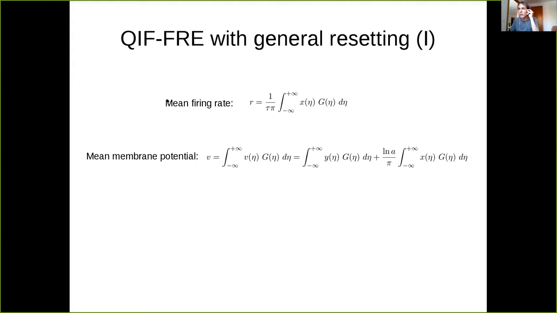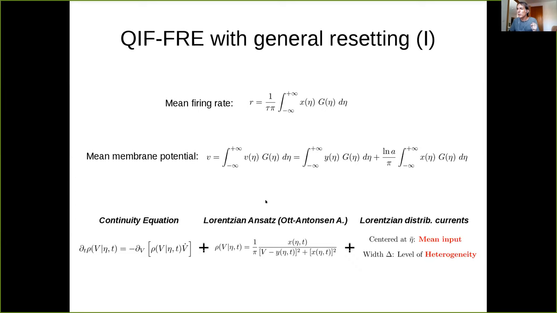Now, let me very briefly explain how to obtain the firing rate equations. We compute the mean firing rate by integrating these x's for all etas. So this is a distribution of the inputs that the neurons receive. This is a source of quenched noise in our system. And then we will have also the mean membrane potential, that is this integral over all v's. And since v is composed of y and x, this integral corresponds to these two integrals here.